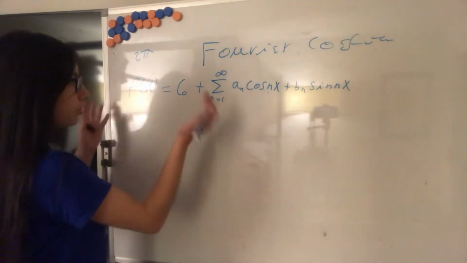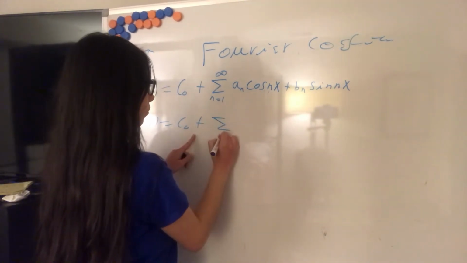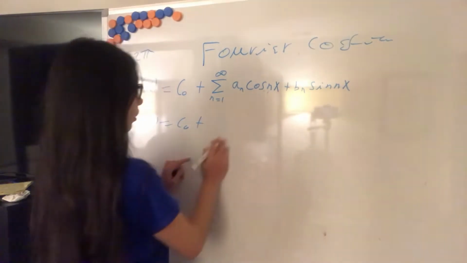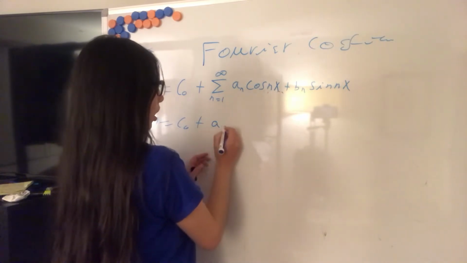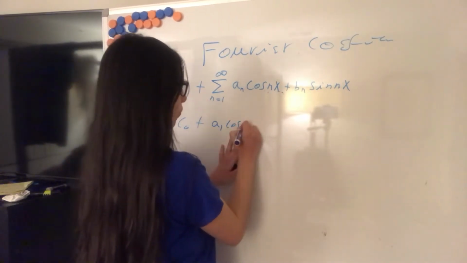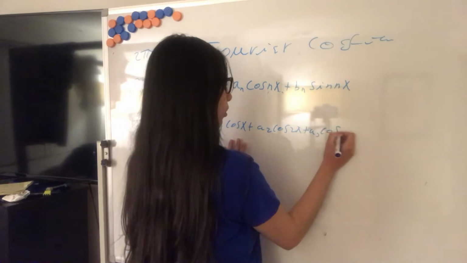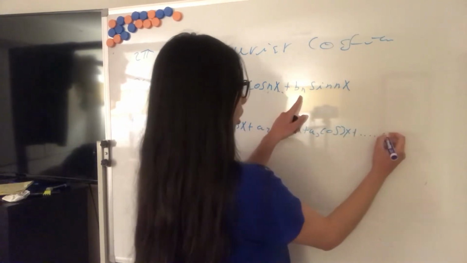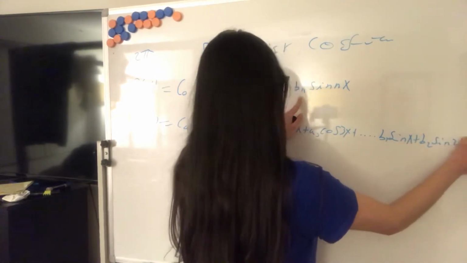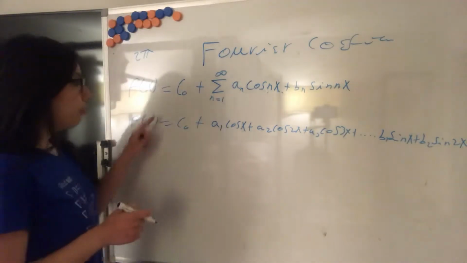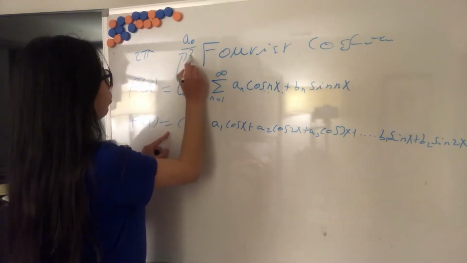So the expansion of this would be f of x equals c naught plus the sum from n equals 1. The first part is for the cosines: we have a sub 1 cosine of x plus a sub 2 cosine of 2x plus a sub 3 cosine of 3x, etc. Here b sub 1 sine of x plus b sub 2 sine of 2x, etc. So now, by convenience, this c naught would be called a sub naught over 2.